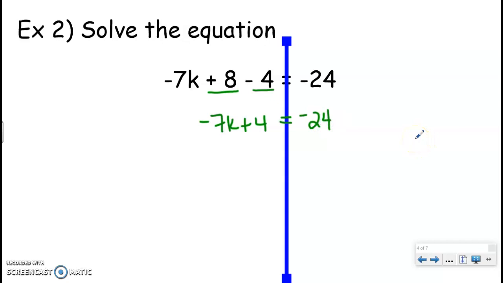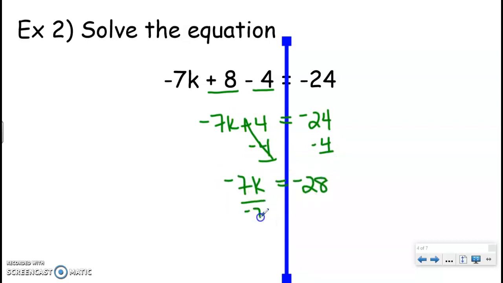And then I need to get my variables on the same side. For today, you don't need to do that step because there's only one side. And then we're going to solve. So if you remember back to the last lesson, I can't do anything with that negative 7 because I'm doing negative 7 times k and then plus 4. I need to work my way backwards. I need to do minus 4 on both sides. So I have negative 7k equals negative 28.